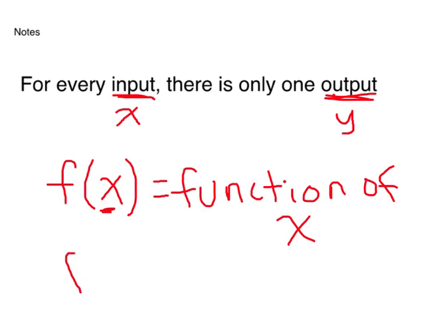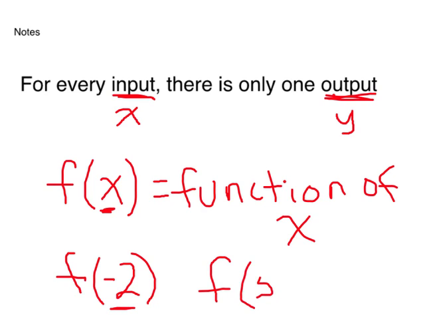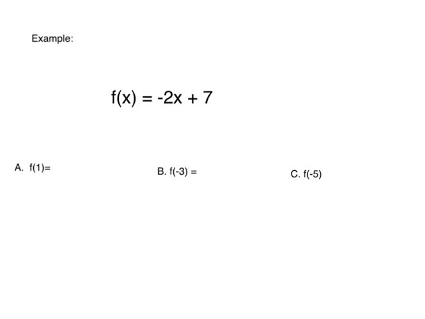If I write f of -2, what is our input? Our input is our x value, so it's -2. If I write f of 5, what is my input? My input is 5, so my x value is 5. Now let's practice how to do a few of these problems.